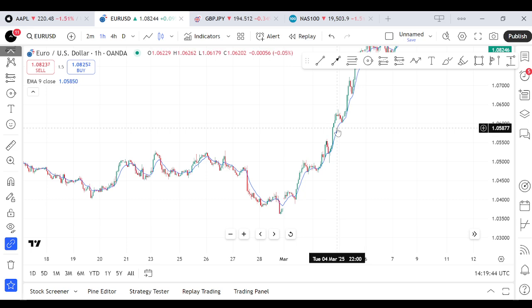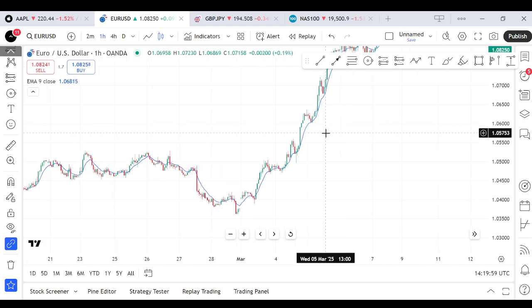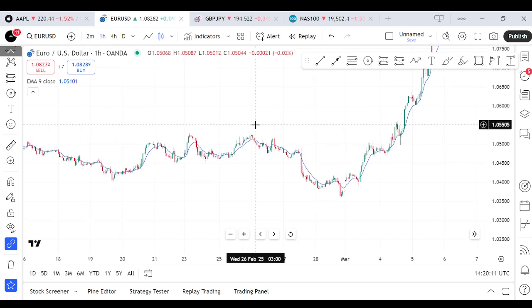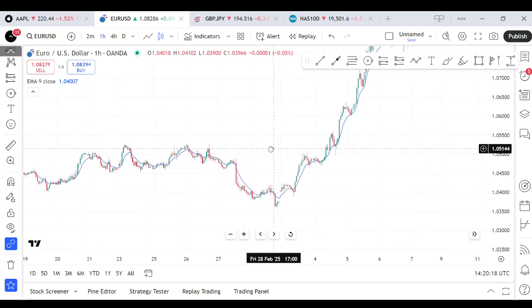So the exponential moving average is a dynamic technical indicator that calculates the average price of an asset over a specific period while giving more weight to recent price data. Unlike the simple moving average, which treats all price points equally, the EMA responds quickly to price changes, making it particularly valuable for traders who need to capture market movements efficiently. For example, in a 20-period EMA, today's price has more influence on the average than the price from 20 days ago, unlike the simple moving average.